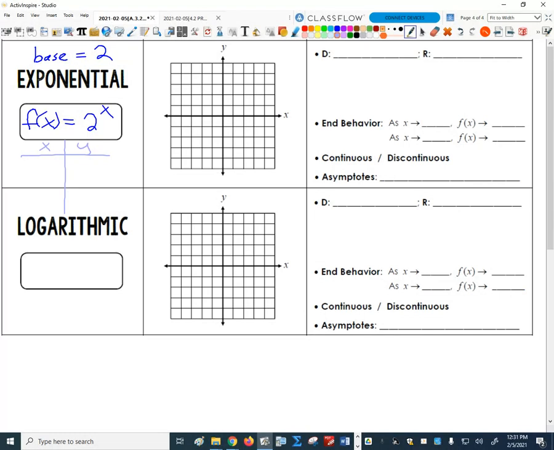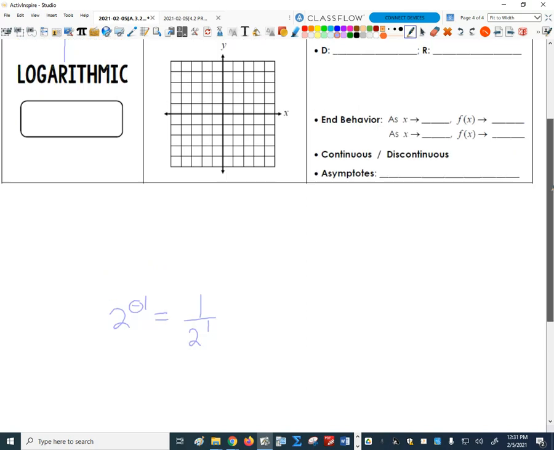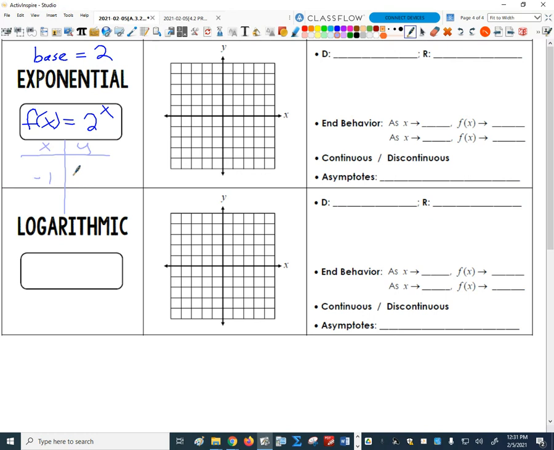So what if I plug in a value like negative 1? 2 to the negative 1, we haven't really reviewed this stuff, but if I have a negative exponent, so if I do something like 2 to the negative 1 power, when I have a negative exponent, it just means it's positive on the bottom of the fraction. So that's the same thing as 1 over 2 to the positive 1. Okay, we'll review all that stuff later. So I get an answer of 1 over 2. Okay, so I can put a point at negative 1, positive 1/2.